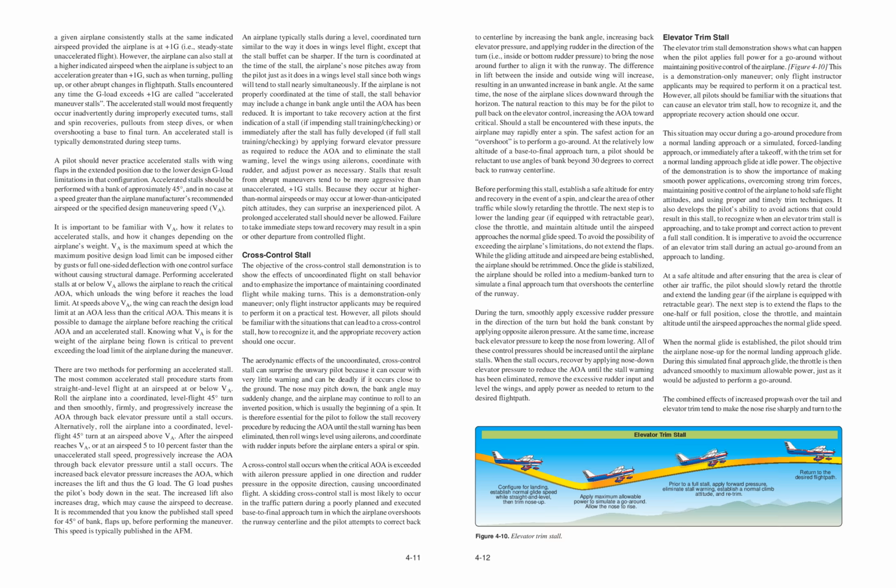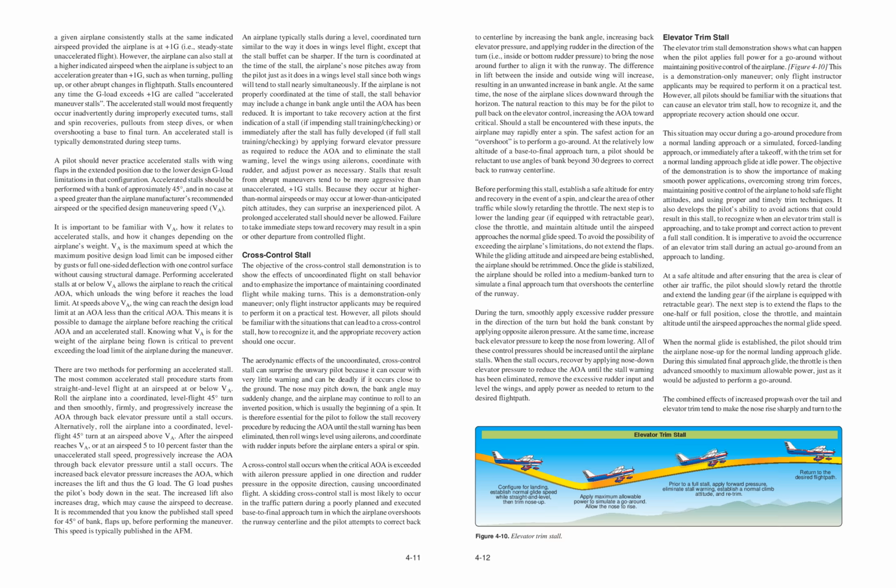The next step is to lower the landing gear, if equipped with retractable gear, close the throttle, and maintain altitude until the airspeed approaches the normal glide speed. To avoid the possibility of exceeding the airplane's limitations, do not extend the flaps. While the gliding attitude and airspeed are being established, the airplane should be retrimmed. Once the glide is stabilized, the airplane should be rolled into a medium bank turn to simulate a final approach turn that overshoots the centerline of the runway.